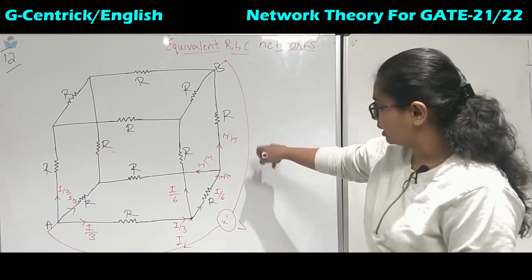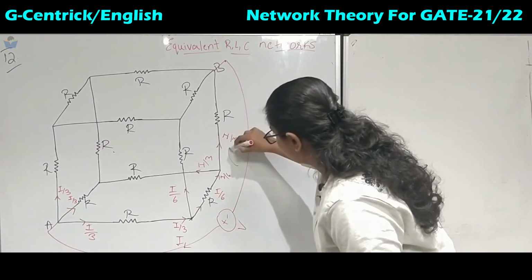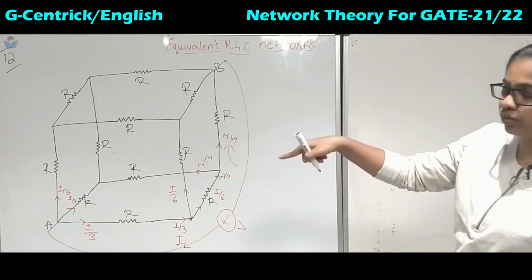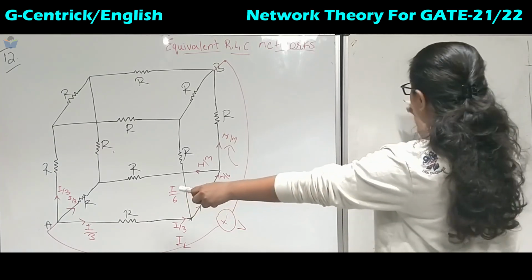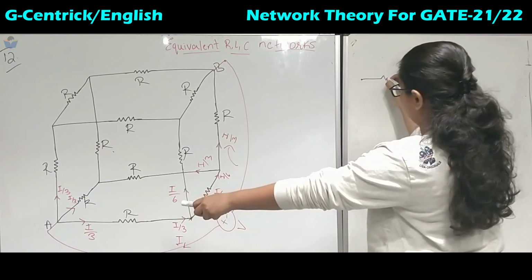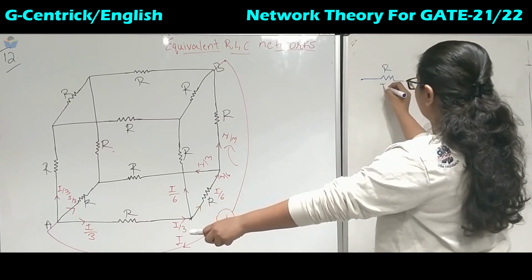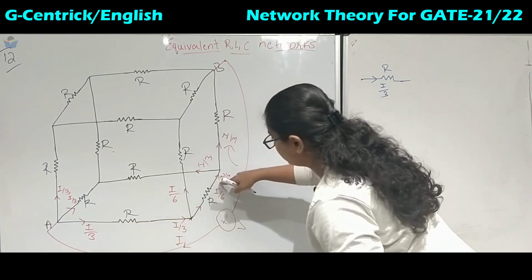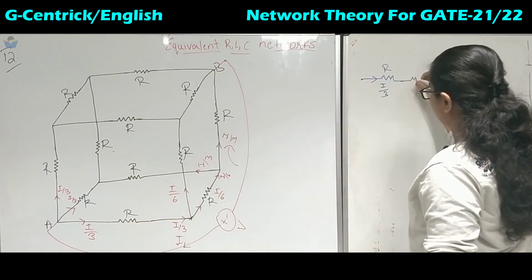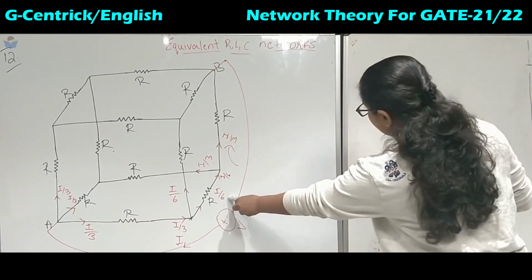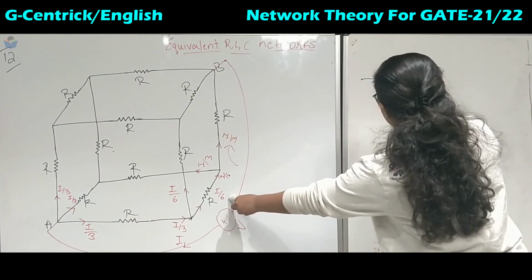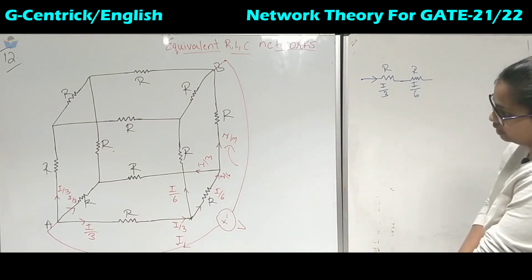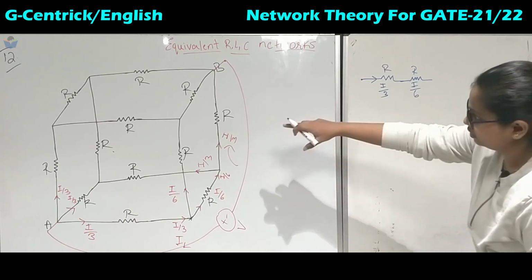Applying KVL in this direction, we will redraw the circuit first. If this is point A, then here is resistor R, and the amount of current is I by 3. After this we come to this part, where the current is I by 6, it is R, again I by 6. Now it is getting divided in the branch again. So how much is the current?